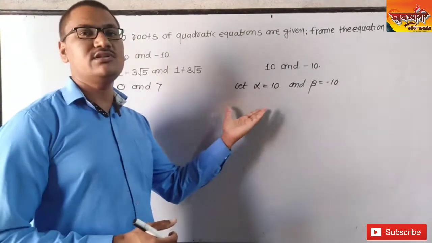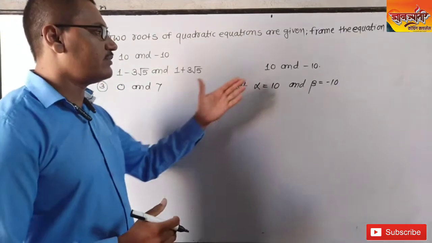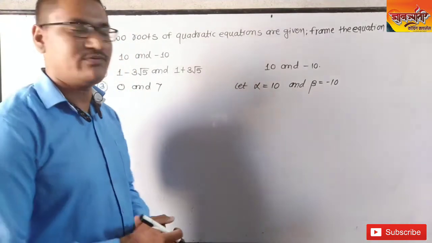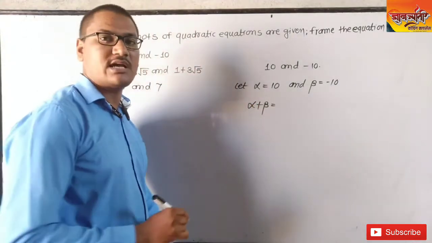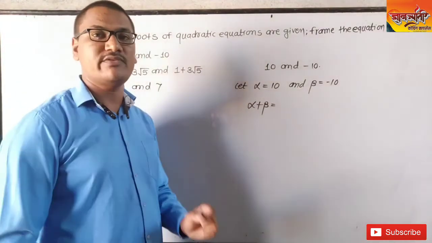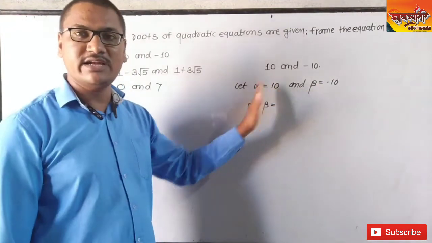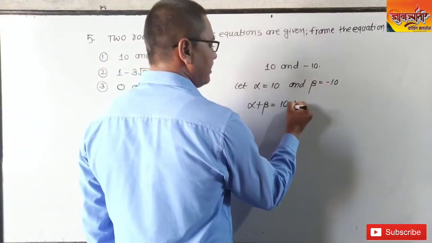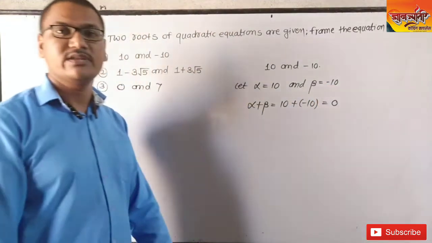Then by using the two roots alpha and beta given in the example, we find the values needed, first the sum of roots alpha plus beta. We do not need the formula for alpha plus beta because the values of alpha and beta are given in the example. Only addition is needed: 10 plus minus 10 becomes 0.